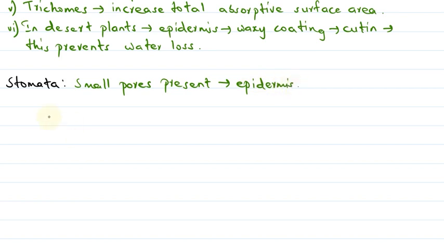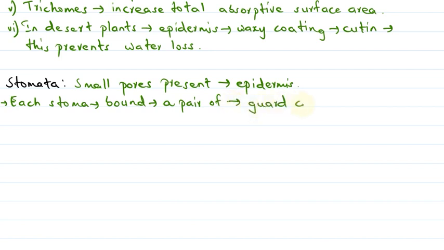So each stoma is bound by a pair of specialized epidermal cells, or two kidney shaped cells called guard cells. Okay, so they are bound by a pair of guard cells, which are kidney shaped cells. They are kidney shaped epidermal cells. They are present around each stoma.